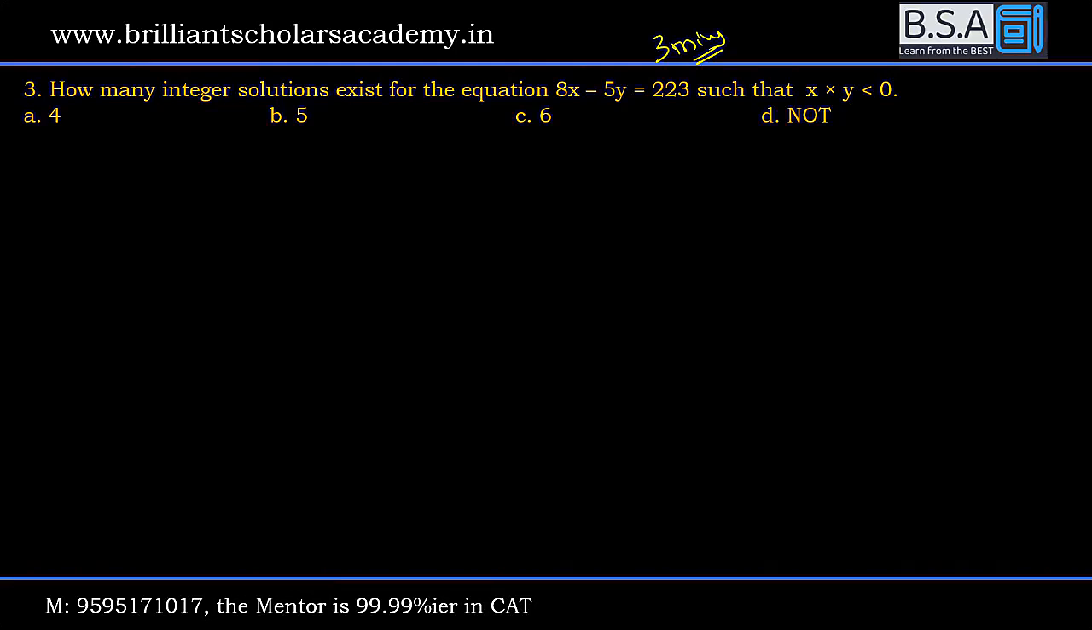The answer is again 6. Let us check. So in this case, again, I'll look for multiples of 5 because 5 is easy. So I'll write this as, please observe, 5x minus 5y. So how much extra is left? 3. I will send 3 on the opposite side. Now, what is the multiple of 5 nearest to this?